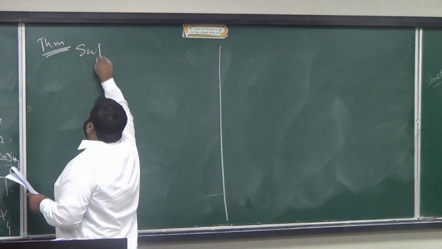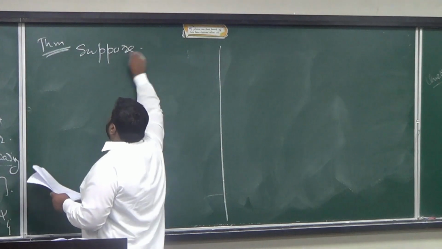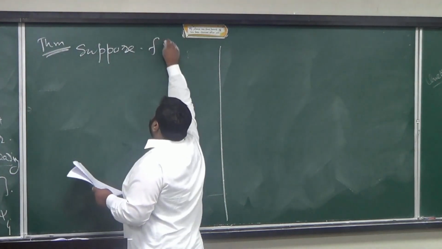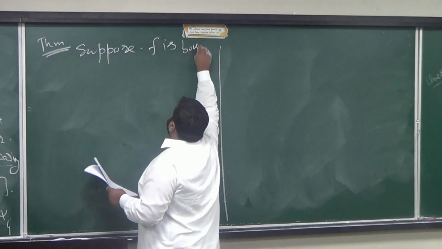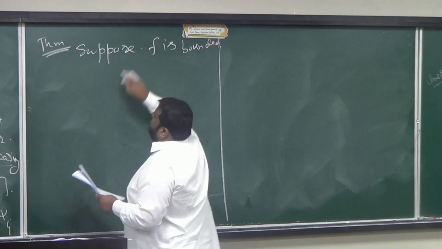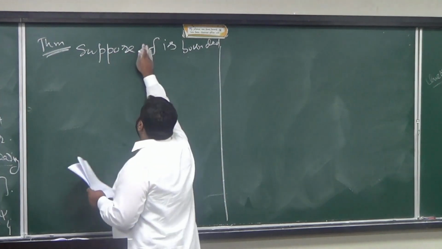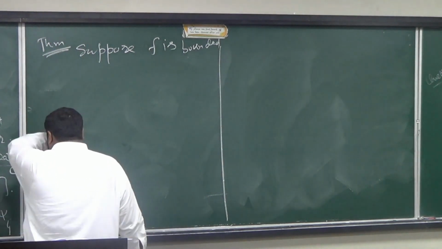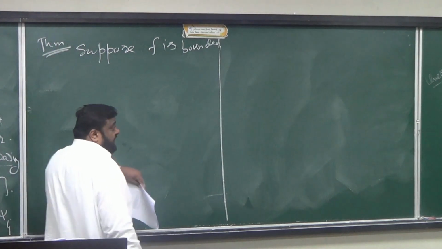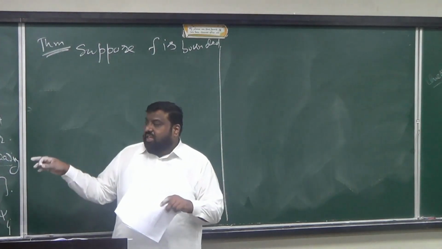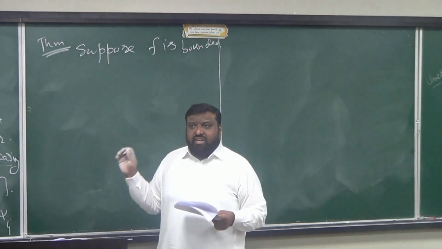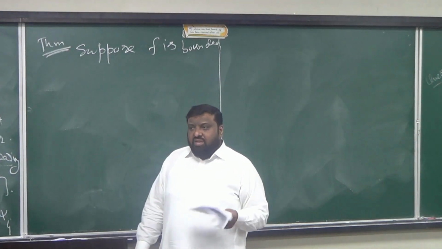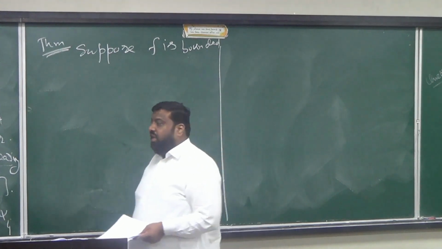It says suppose F is bounded. Boundedness is necessary. There is no escape from it. Suppose F is bounded. One of the things that I like to mention, since these results are true for the Riemann-Stieltjes integral, is that they are true for the Riemann integral as well.